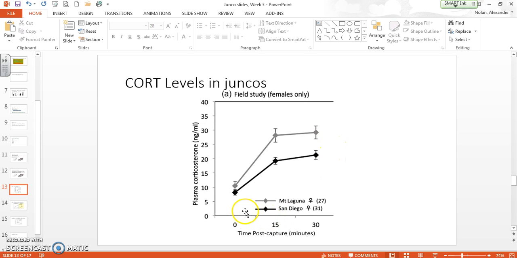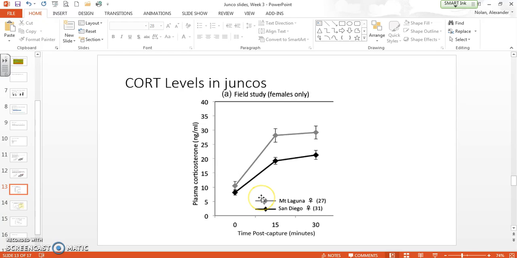And what we find is that these are only females. What we find is that when they're first captured, their CORT levels are pretty low. And over time, after 15 minutes, we have got this big spike. So the birds are very, very nervous. And I'll show you what this looks like when they're handling these birds. And then it kind of levels off a little bit, but it's still elevated. So we find the birds get nervous.